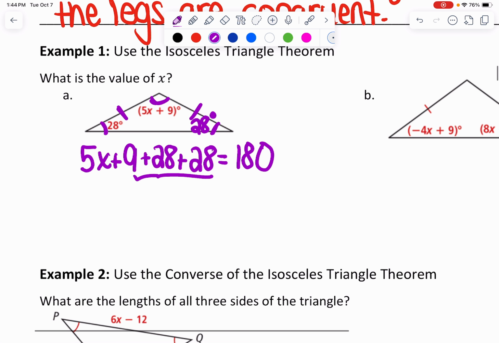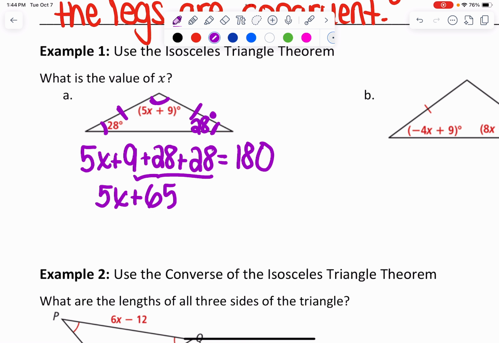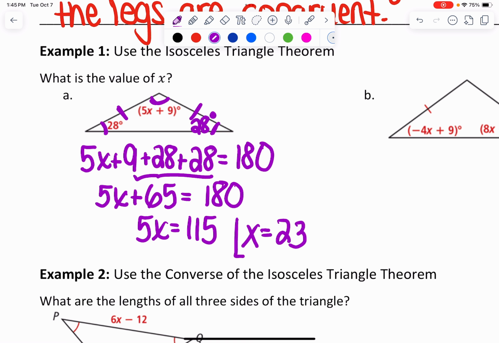So combine like terms here. You would get 5x plus 65 equals 180. Subtract 65 would be 5x equals 115. And then divide, you should get x to be 23. That's the answer for the first one.